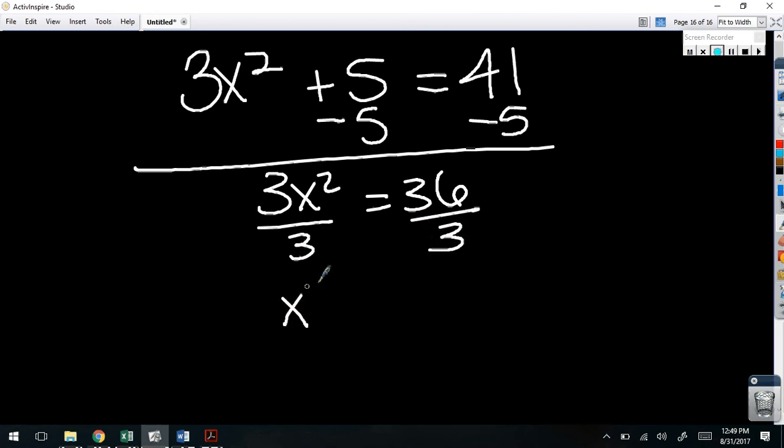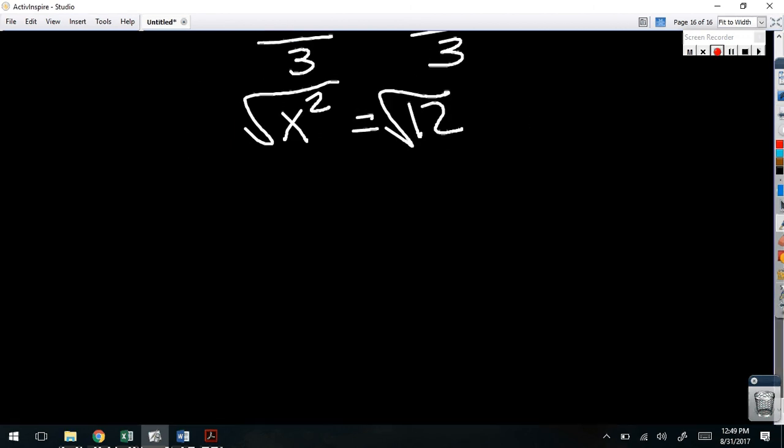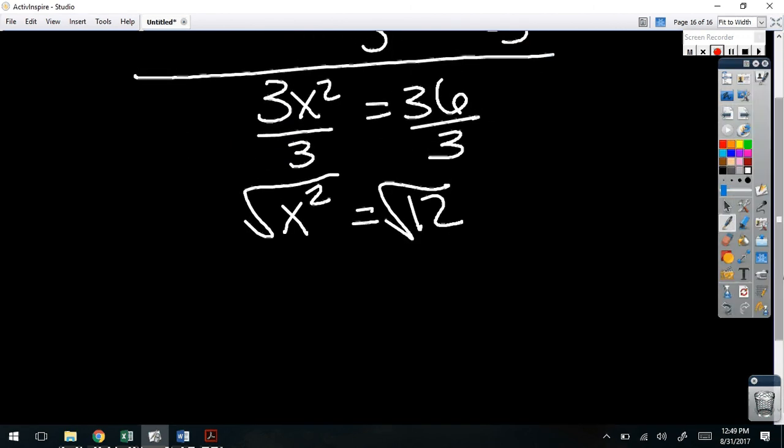I hope this part's easy for you. And then you do the square root. What are we talking about? The plus and negative. Yes, plus and negative.